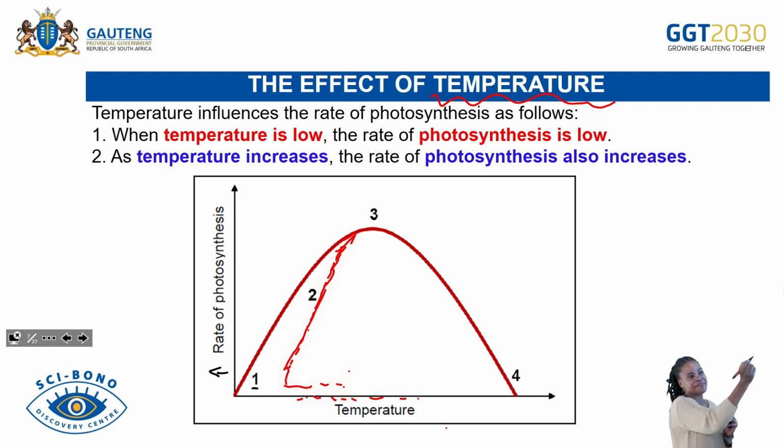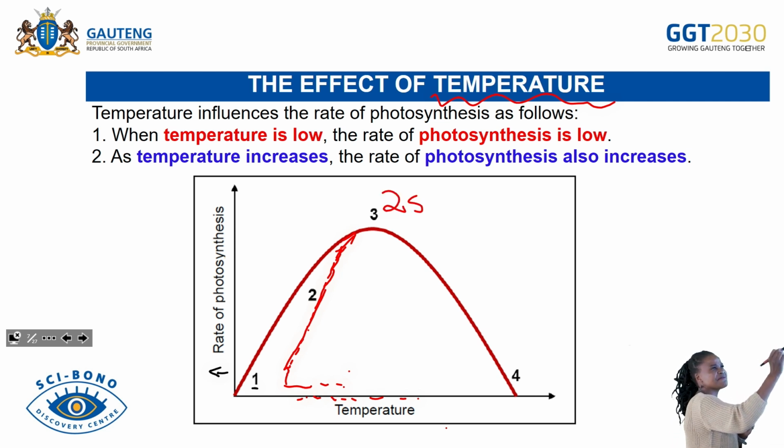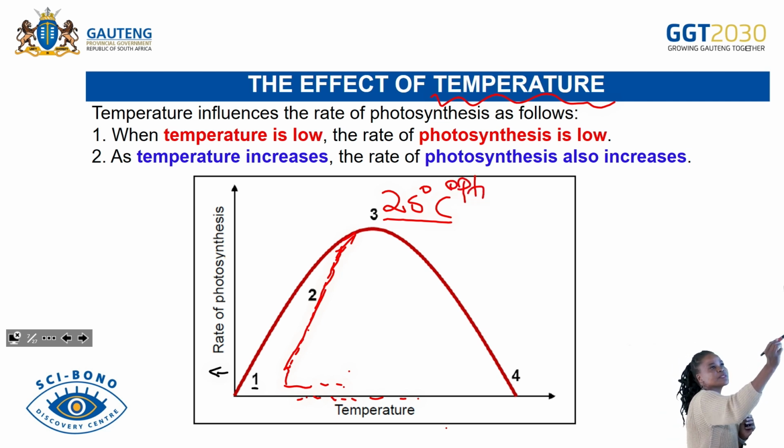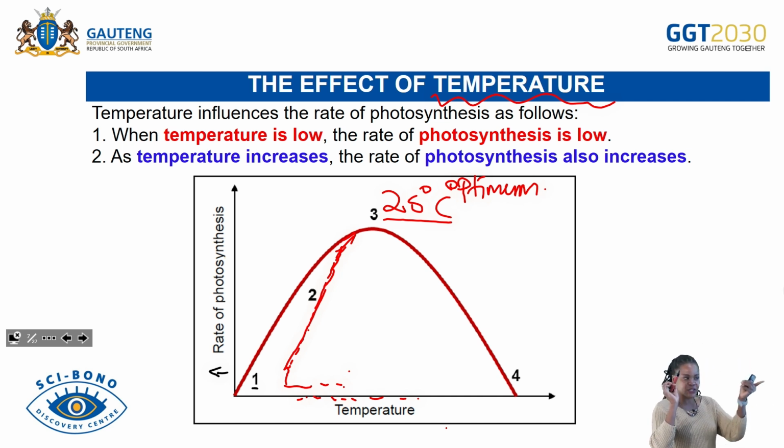Now, the optimum value of temperature for the process of photosynthesis to take place is always 25 degrees Celsius. In other words, at point 3 there, that's where we have our 25 degrees Celsius, meaning that 25 degrees Celsius is the optimum amount of temperature. In other words, the rate of photosynthesis will increase rapidly up to 25 degrees Celsius.